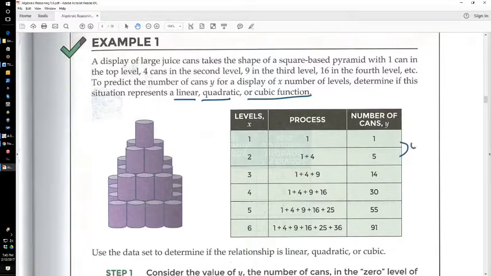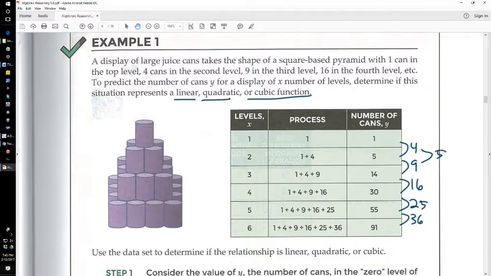So 5 minus 1 is 4. 14 minus 5 is 9. 30 minus 14 is 16. 55 minus 30, that's what? 15? No, it's not. It's 25. Helps if Mr. Hunter can add, or subtract in this case. And 91 minus 55, that's 36. Okay? So is it linear? No, those aren't the same. Let's do the next one.